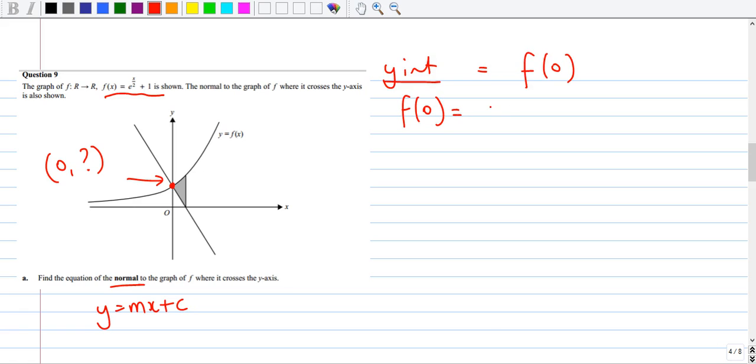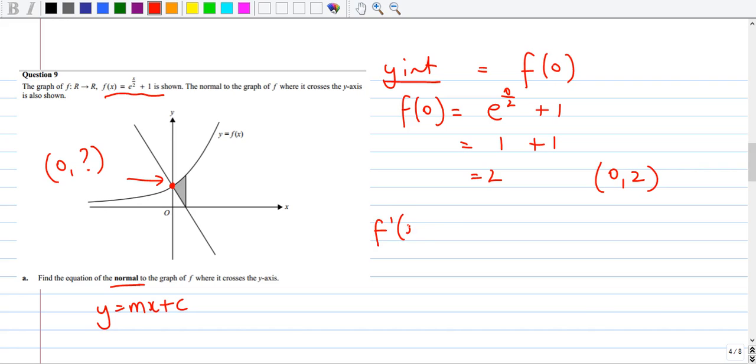f of 0 is e to the 0 over 2 plus 1. e to the 0 is 1, plus 1, which is 2. So this common point, or this shared point, is (0, 2). Now at that point, if I could work out the gradient of the tangent, then I could work out the gradient of the normal, and then I'd be able to put that in here as the gradient of the normal.